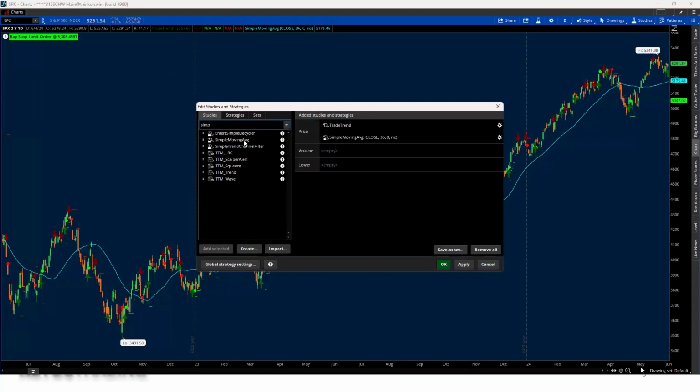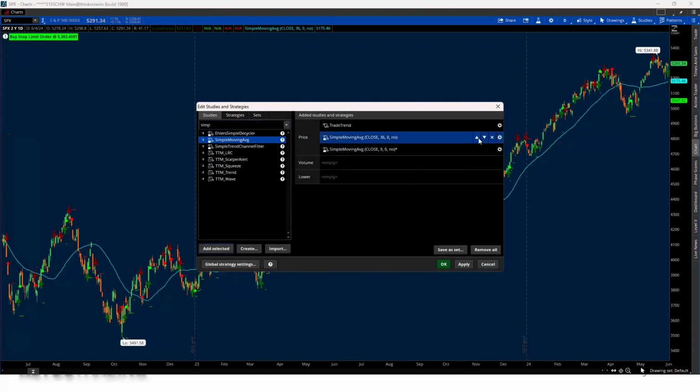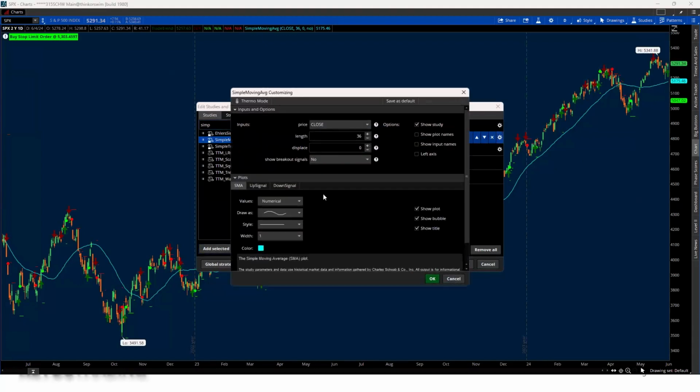Okay, so this is my 50, 200 moving average strategy. So let's configure this. What I'm going to do is add a 50 period, and we're just going to use a simple moving average. So 50 period SMA.